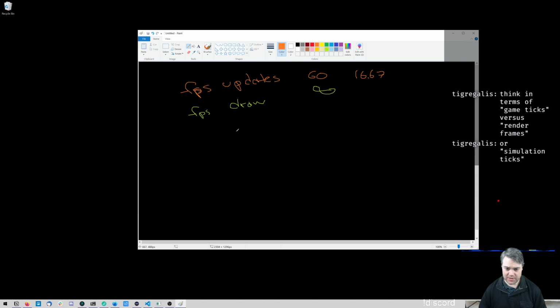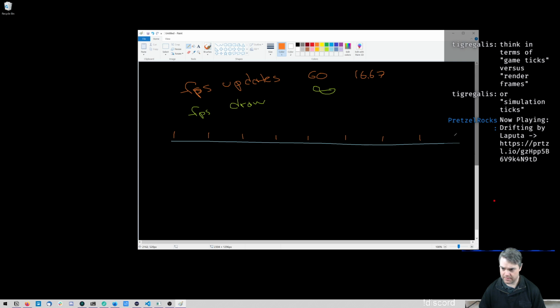Now, we're drawing as often as possible. So what that ends up meaning is, let's create a timeline here. If we're doing our updates at regular intervals like this, then our draws, however, are not so regular. Maybe this first one is on the same line. Then we might have a few draws that happen in between these. And then maybe you only have one. Maybe for some reason, our computer lags and we skip one.